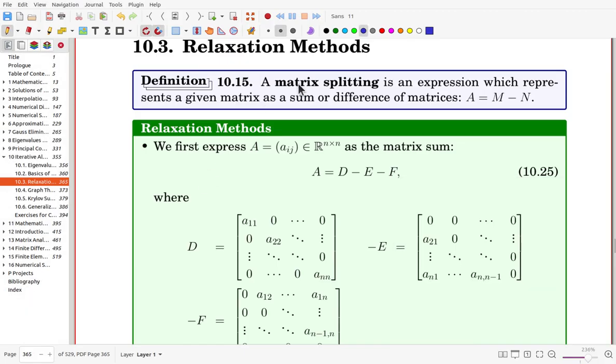A matrix splitting is an expression which represents a given matrix as a sum of matrices, as in this equation, A = M - N.